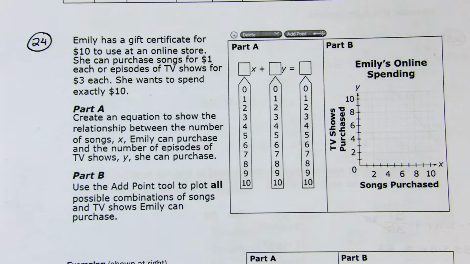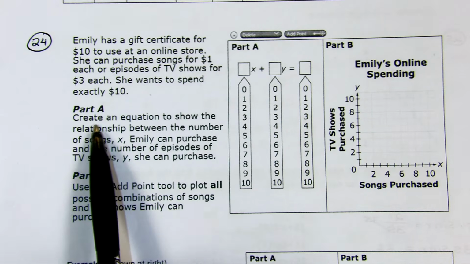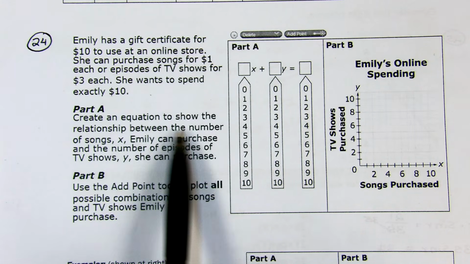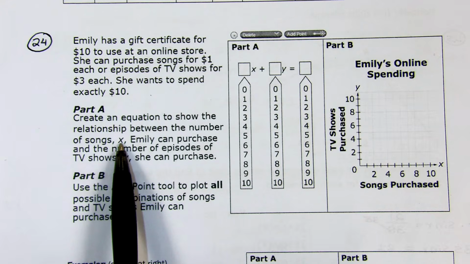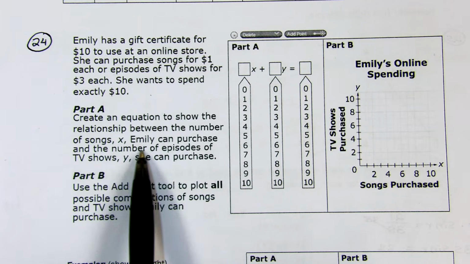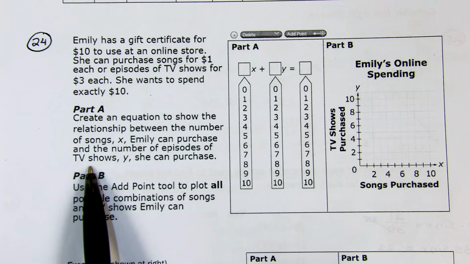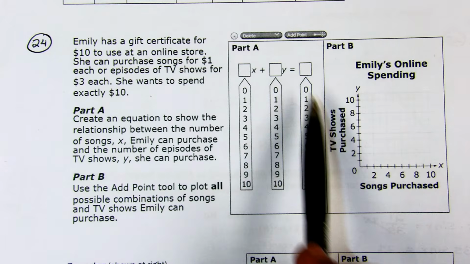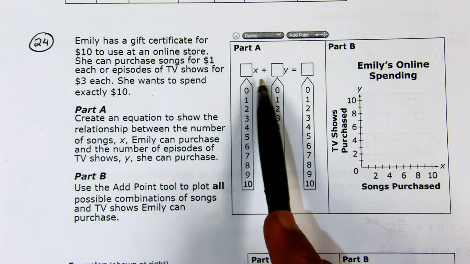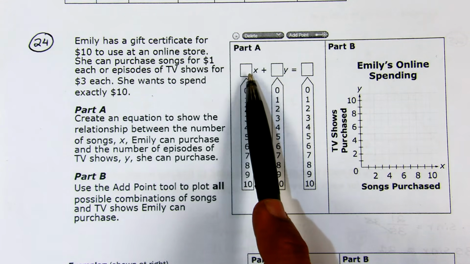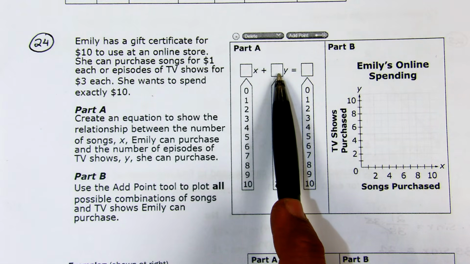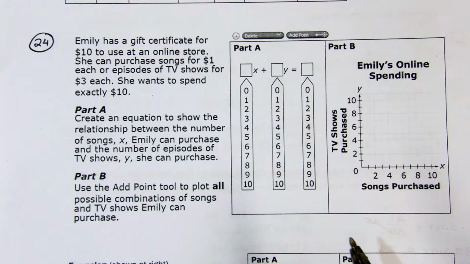Okay, now let's see what part A says. Part A says, create an equation to show the relationship between the number of songs x Emily can purchase and the number of episodes of TV shows y she can purchase. Okay, so in part A, in this first box, we want to create an equation that shows the number of songs she can purchase and the number of TV shows she can purchase if she has only $10 to spend, right? So we're going to write that equation.